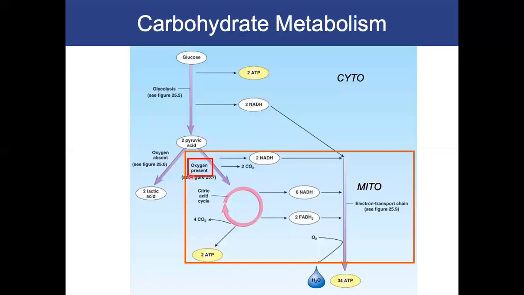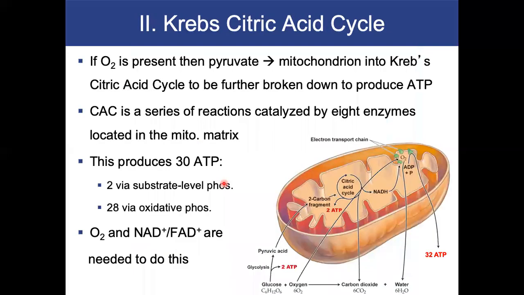Now pyruvate has two choices. It can get pulled into the mitochondria if there's enough oxygen, or if there isn't enough oxygen, then it can make lactic acid. Let's say there's enough oxygen present. Pyruvic acid is going to get pulled into the mitochondria, and a carbon's going to get ripped off of it so that it stays in the mitochondria and gets converted to acetyl-CoA.